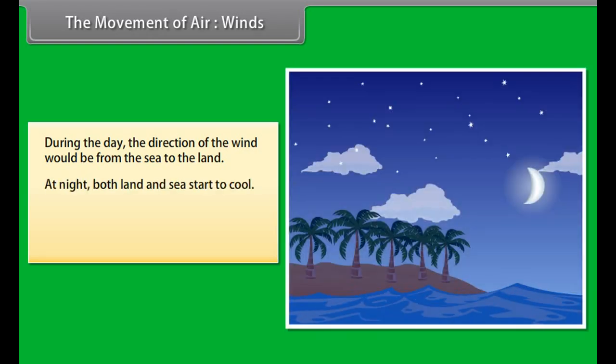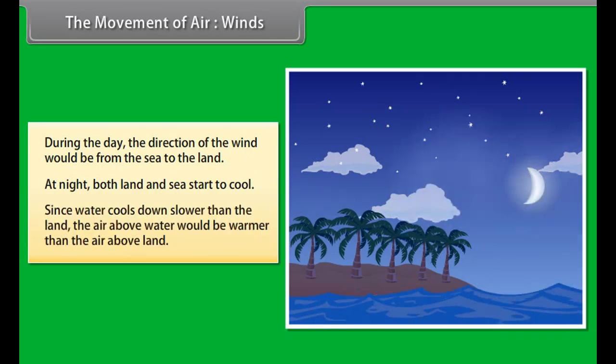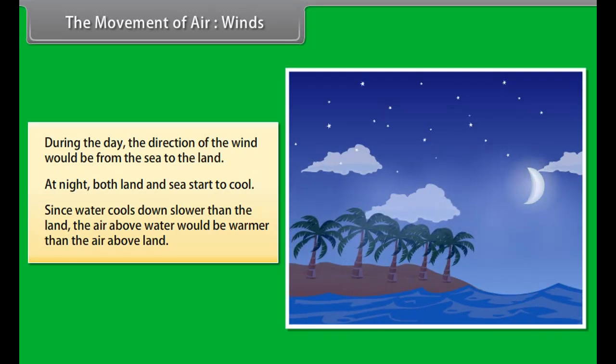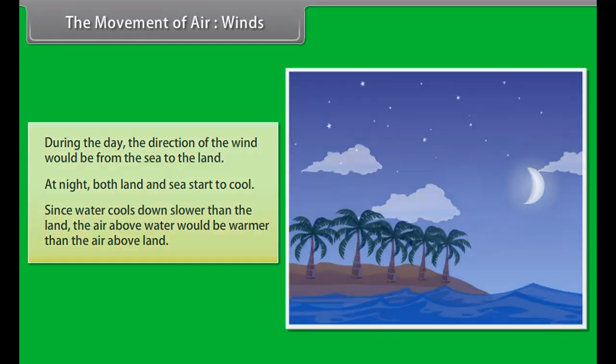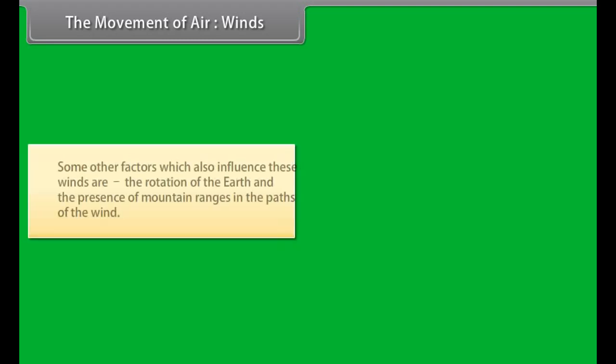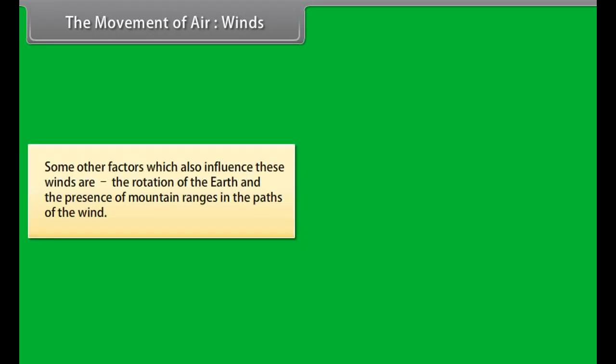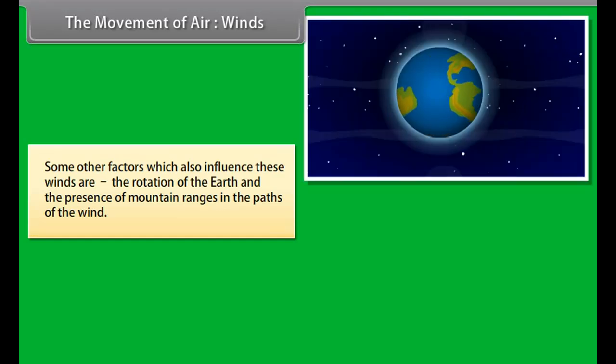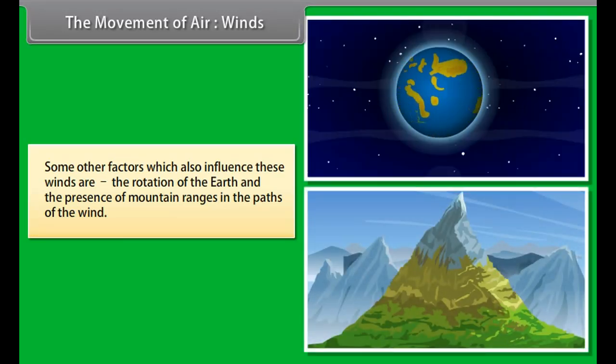At night, both land and sea start to cool. Since water cools down slower than the land, the air above water would be warmer than the air above land. All the movements of air resulting in diverse atmospheric phenomena are caused by the uneven heating of the atmosphere in different regions of the earth. Some other factors which also influence these winds are the rotation of the earth and the presence of mountain ranges in the paths of the wind.